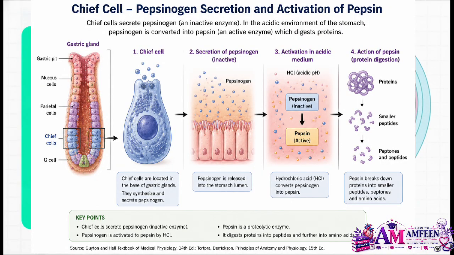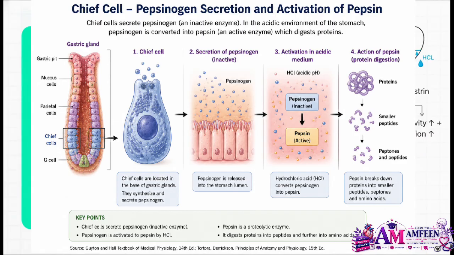Moving on, we've got the chief cells. Now, chief cells produce pepsinogen. By itself, pepsinogen is completely inactive. It's just waiting for a cue. But the moment it hits that highly acidic stomach environment we just talked about, boom, it activates and transforms into pepsin. And pepsin is the enzyme that actually gets to work breaking down large proteins into much smaller peptides.